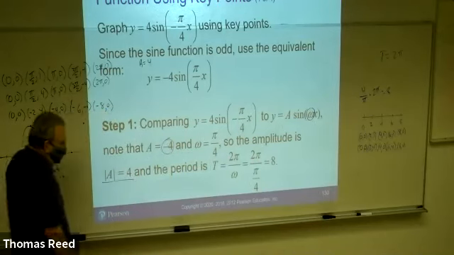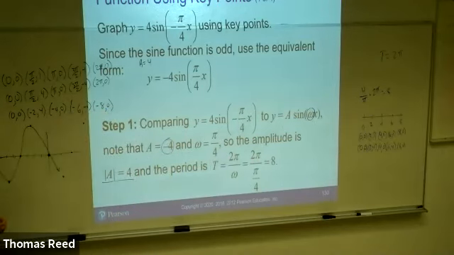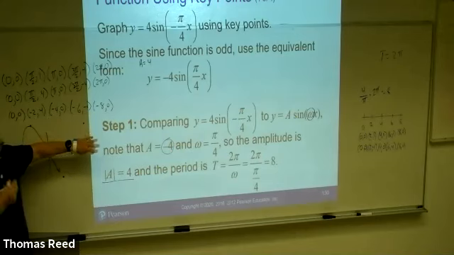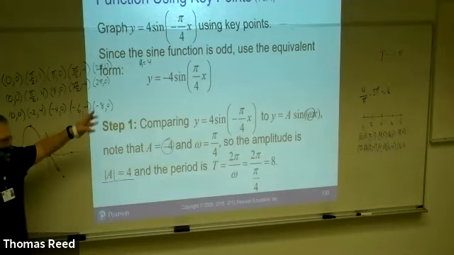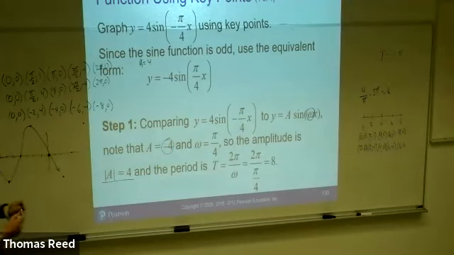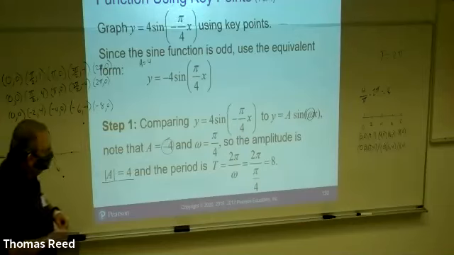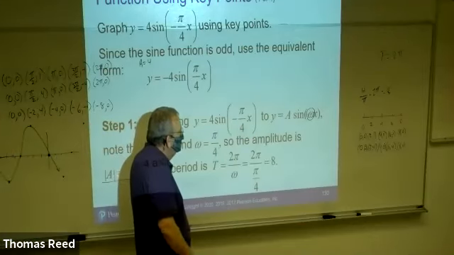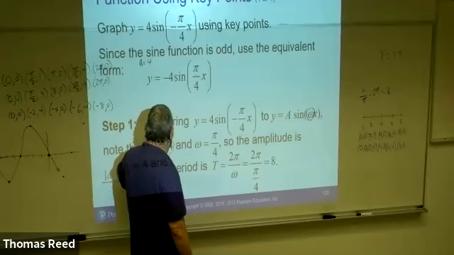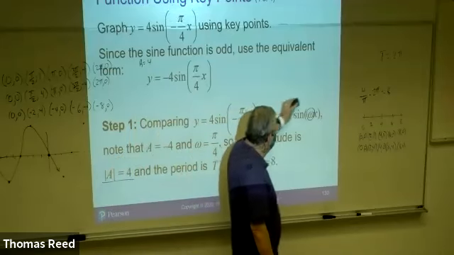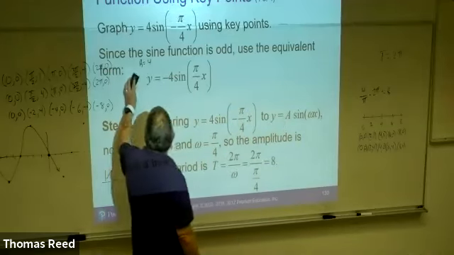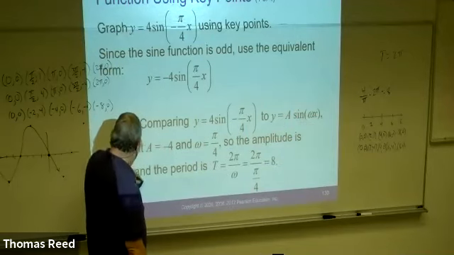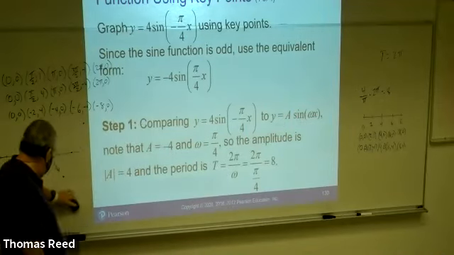But the amplitude is the absolute value, because that gives you your high and low. The negative just says you're going to change your maximum to your minimum and your minimum to your maximum. That's all. You're changing your direction. Negative means you change your direction. Money's going out instead of in. Okay.